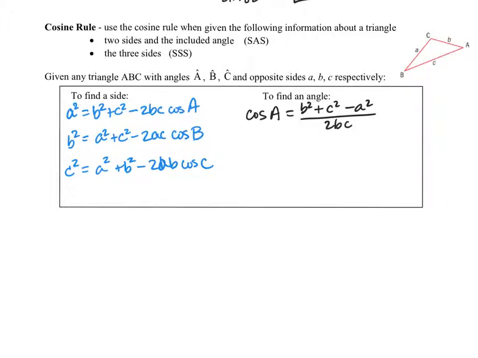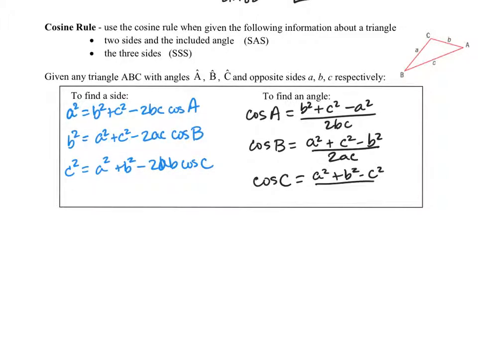If we solve the second law for b, then it would look like this. Cosine of b is equal to a squared plus c squared minus b squared all over 2 times a times c. And then if we solve the third one for cosine of c, then we would have a squared plus b squared minus c squared all over 2 times a times b.